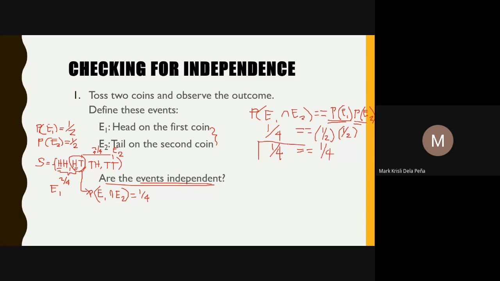Now, since the left and the right side of the equations are equal, therefore, these two events are independent events. Therefore, E sub 1 and E sub 2 are independent events. So I hope you have understood the discussion.